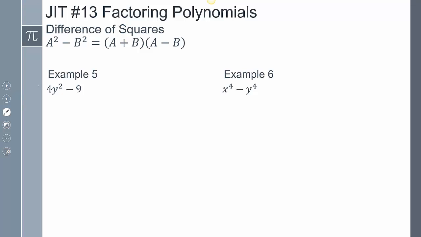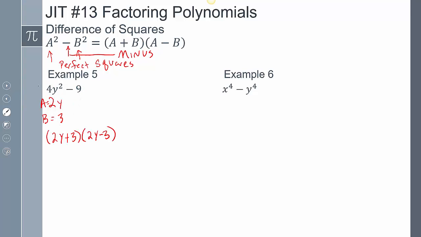And so for this one right here, difference of perfect squares. And so my a in this case is going to be 2y. My b in this case is going to be 3. So a plus b, a minus b. And that's my answer. Now some of these might require further factoring, and so let's examine this.